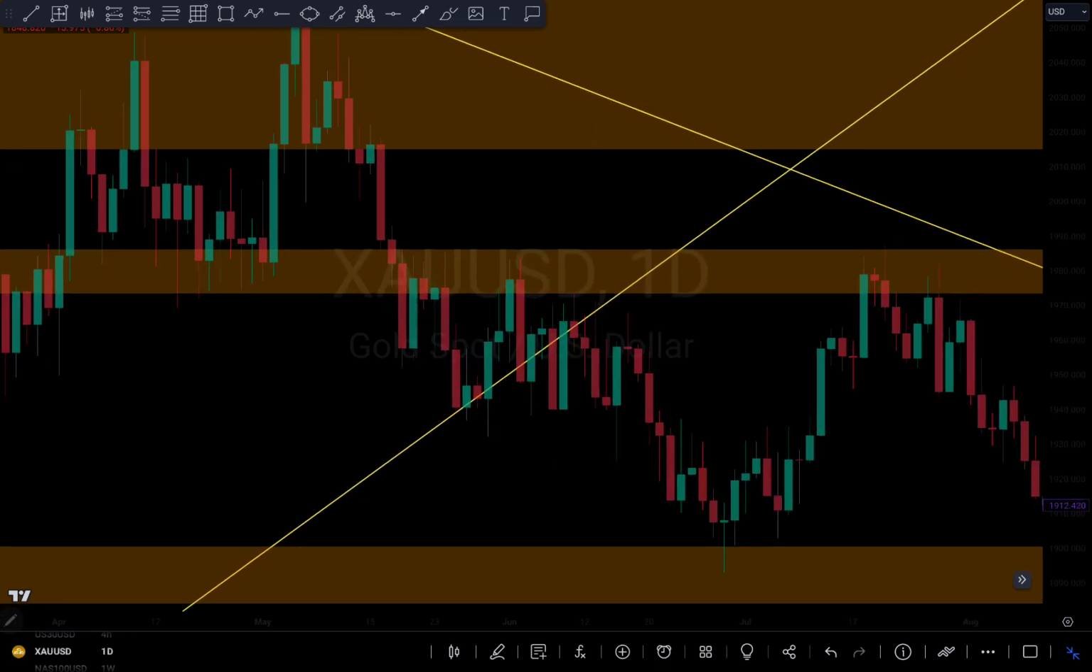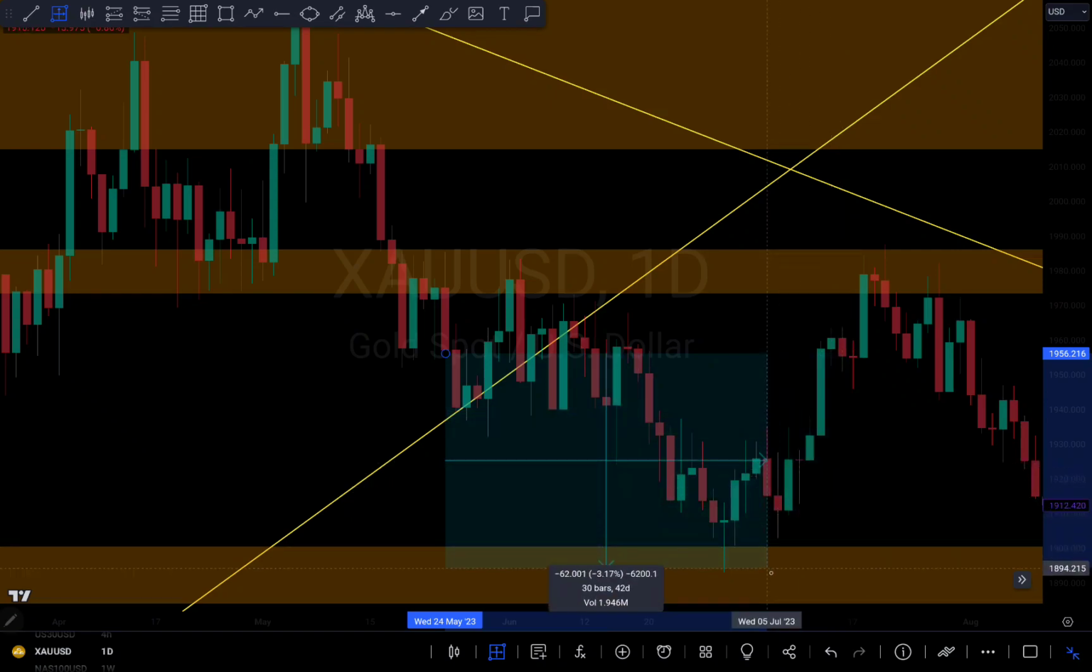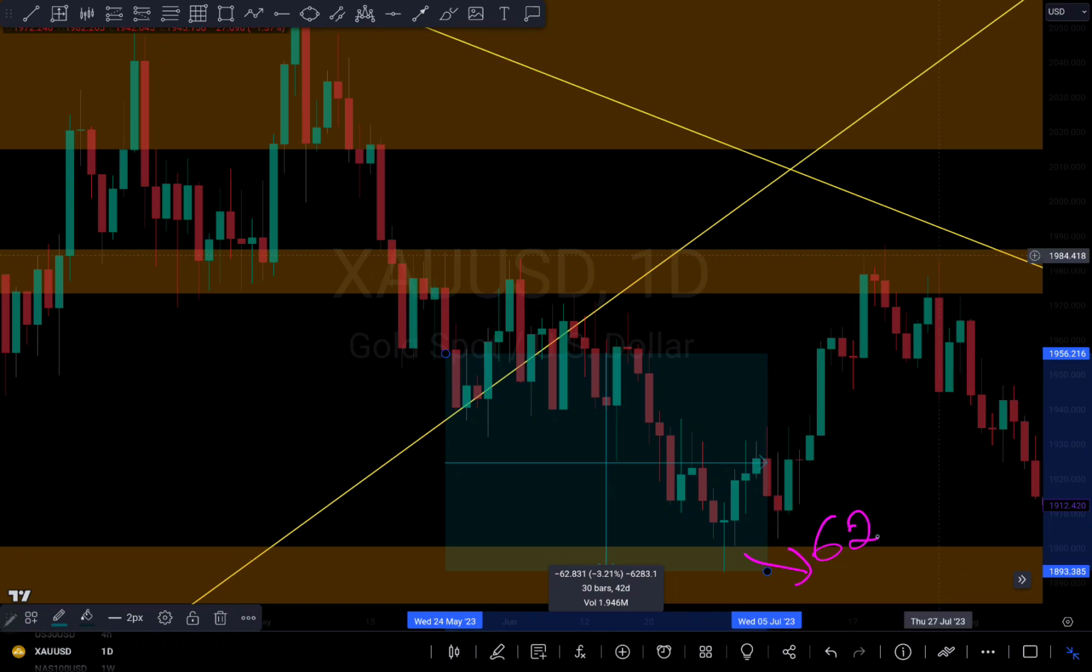If you enter the trade, let's assume, because this is a daily time frame, and I don't recommend people enter from the daily time frame. But if you enter a trade from here to here, this is 6,283 pips right there, which is crazy. That is a lot.